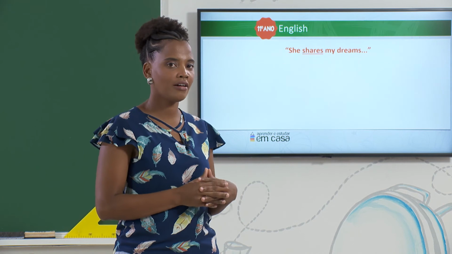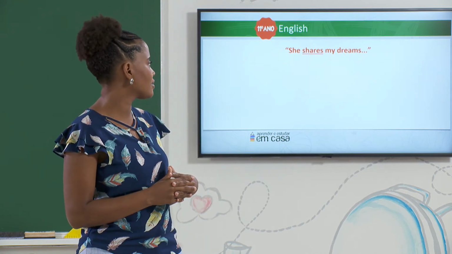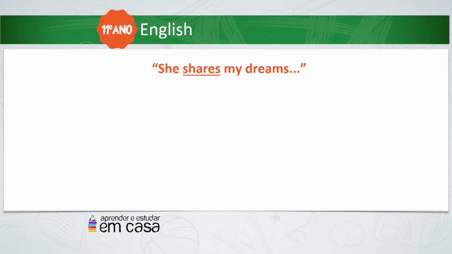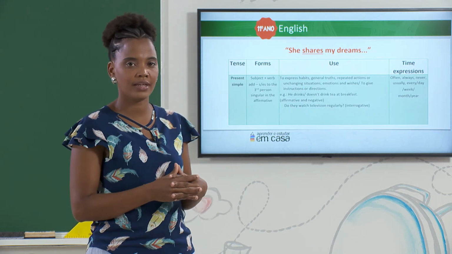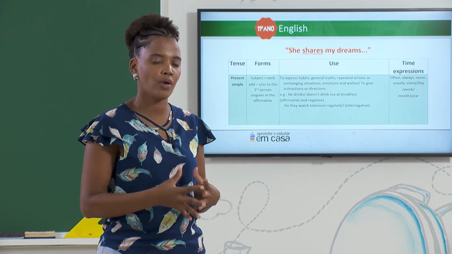Next one, the song. We also listen to the sentence, she shares my dreams. What verb tense do we have there? It's the present simple. Well done. For what do we use the present simple? The present simple is used to express habits, general truths, repeated actions, or unchanging situations, emotions, and wishes, to give instructions or directions. So it's one of the first verb tenses we learn, okay? When we start learning how to talk about our routines, it's a repeated action, so we use the present simple.